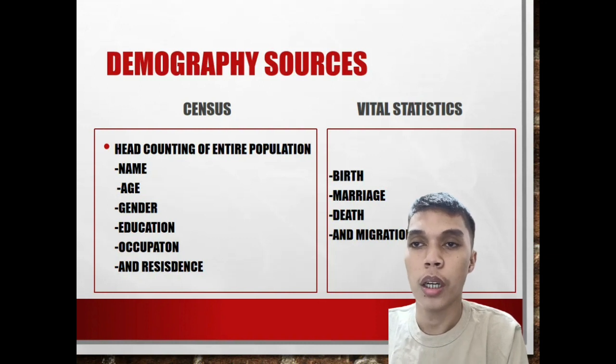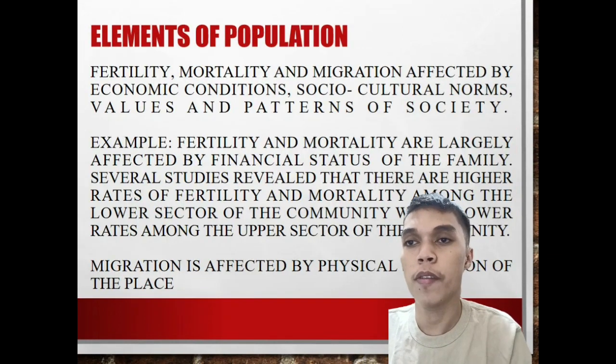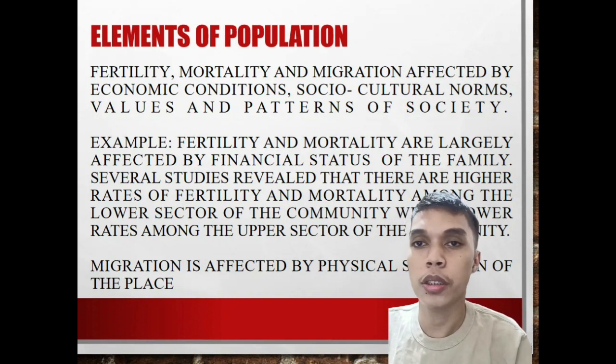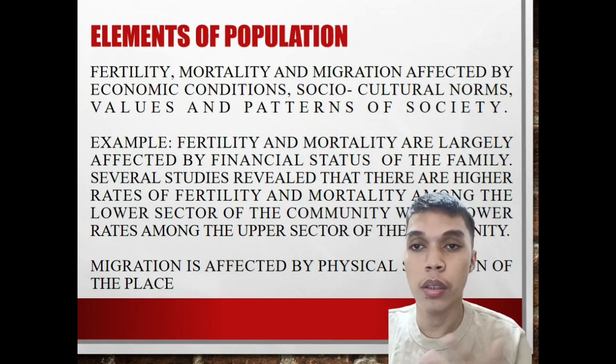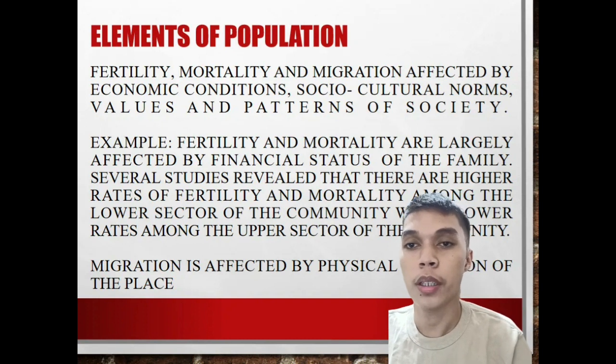Next, we have the elements of population. We have fertility, mortality, and migration, affected by economic conditions, sociocultural norms, values, and patterns of society. For example, fertility and mortality are largely affected by the financial status of the family. Also, several studies revealed that there are higher rates of fertility and mortality among the lower sector of the community, while lower rates among the upper sector of the community.